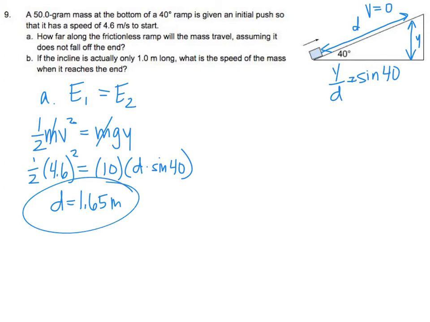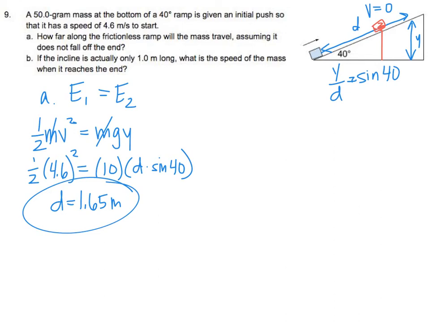All right, the second part of the question says, well, that's how long the ramp would have to be. But what if we had a shorter ramp? What if the ramp was only 1 meter long, meaning that it would stop probably somewhere around here. And so the question then is, what's the speed of my mass when it gets to that point? It would still be moving upward on the incline.